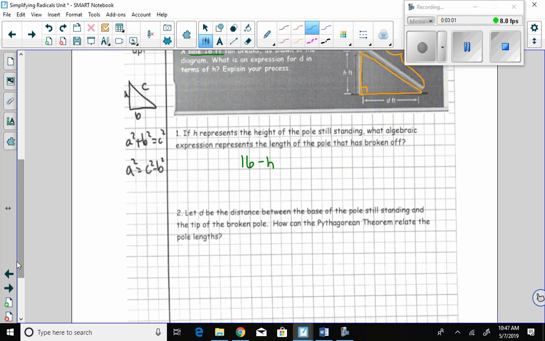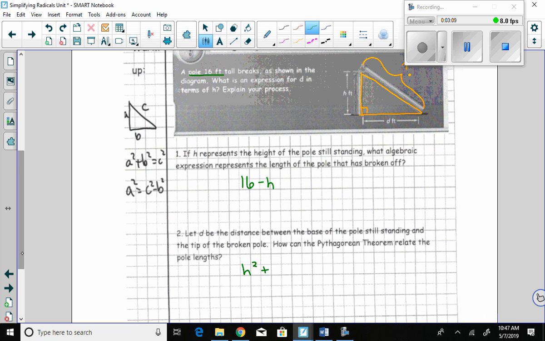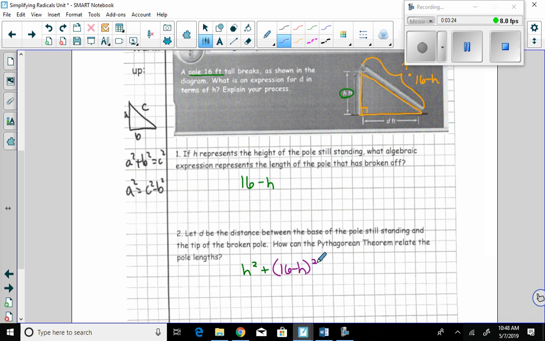So let's see here. What do we know about our right triangle? Well, we know we have H squared. We've got H here, and we know this now is 16 minus H. We know that's 16 minus H, so I'm going to have that on here. Plus 16 minus H squared is equal to, no, excuse me, that's correct, I apologize. We know that D squared is equal to 16 minus H squared. There we go, 16 minus H squared. Because I have to have the A's, the B's, and the C's correct.